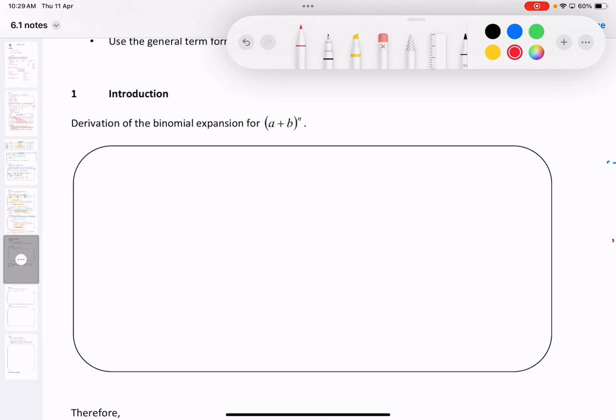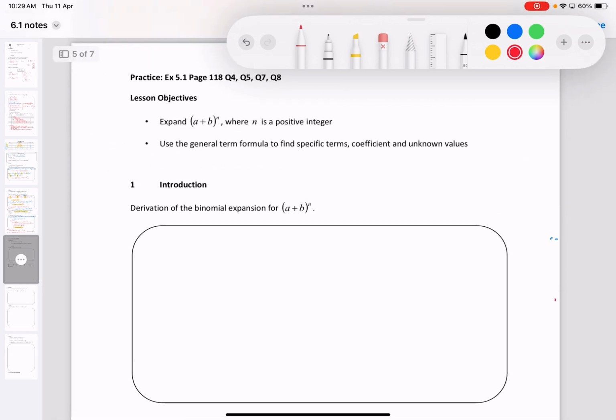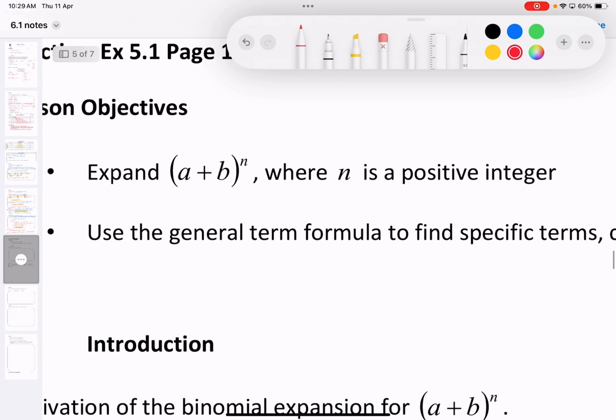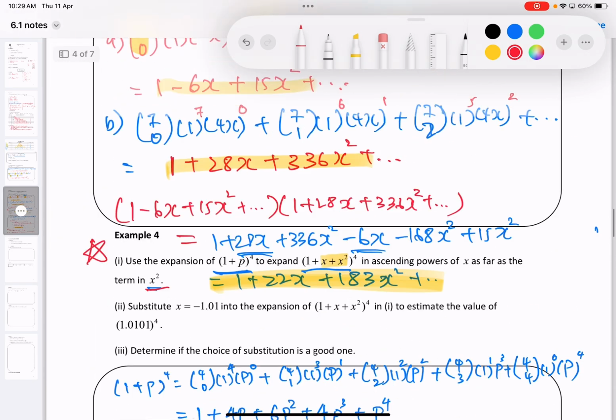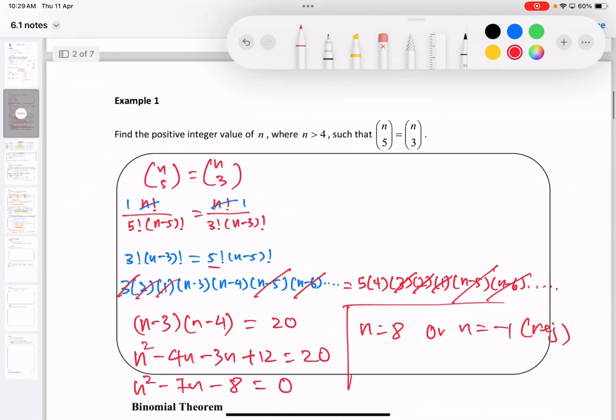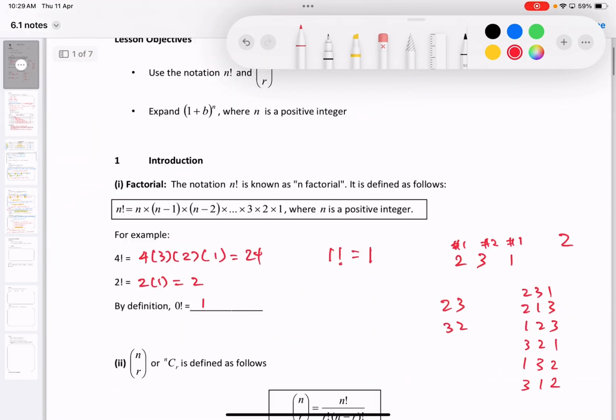Okay, let's move on. Now we are going to expand (a plus b) to the power of n. Like I said, if you were to study the textbook, there are 2 formulas for the expansion of the binomial theorem. You will always see this formula over here, at the start.